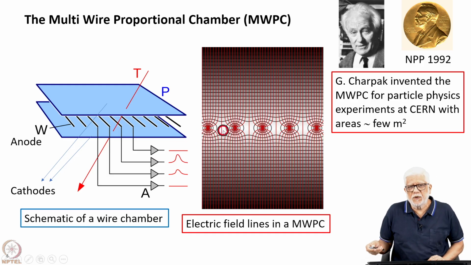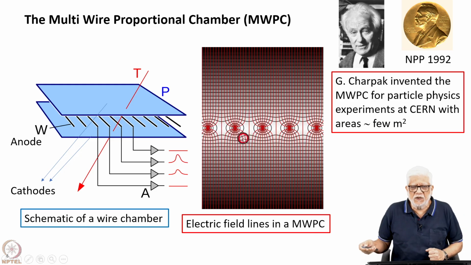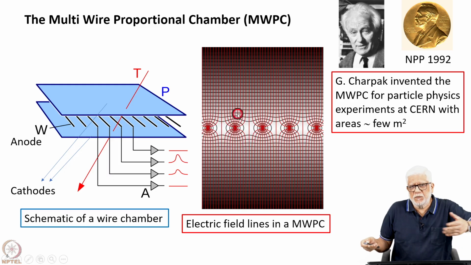You can also have these counters placed in orthogonal geometry. So you have one counter like this and another counter behind it with the electrodes perpendicular to that, and so X and Y information can be obtained, and you can have a number of them.